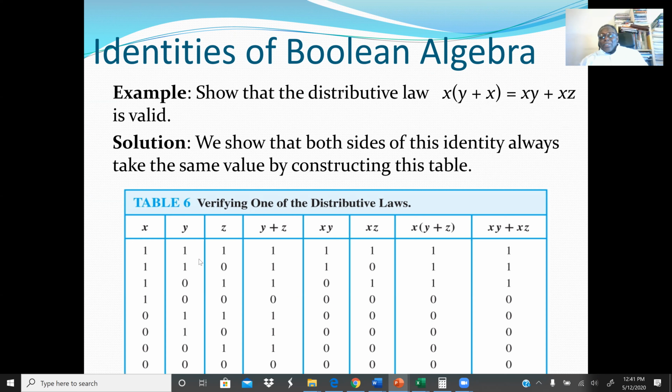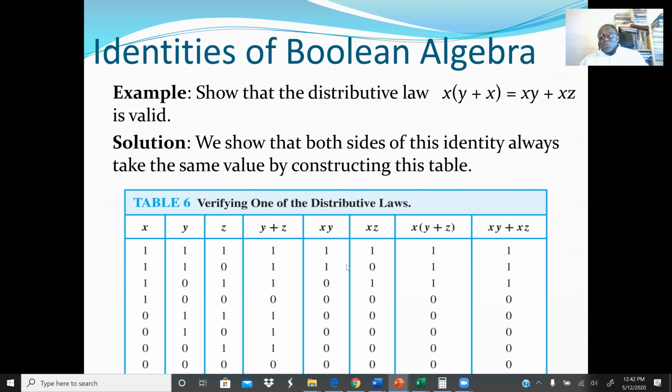Then I have x times y plus z. So 1 times 1 is 1, another 1 times 1, another 1 times 1 is 1. So we have 3 ones. Then 1 times 0 is 0. Actually, from here, we know everything is 0, so the answer will be 0. Here we are doing addition again, but both of them are 0 here. So everything is 0.